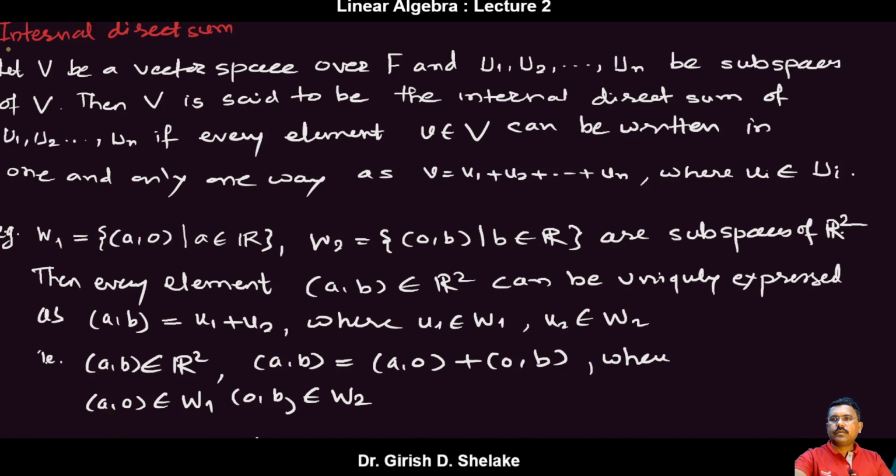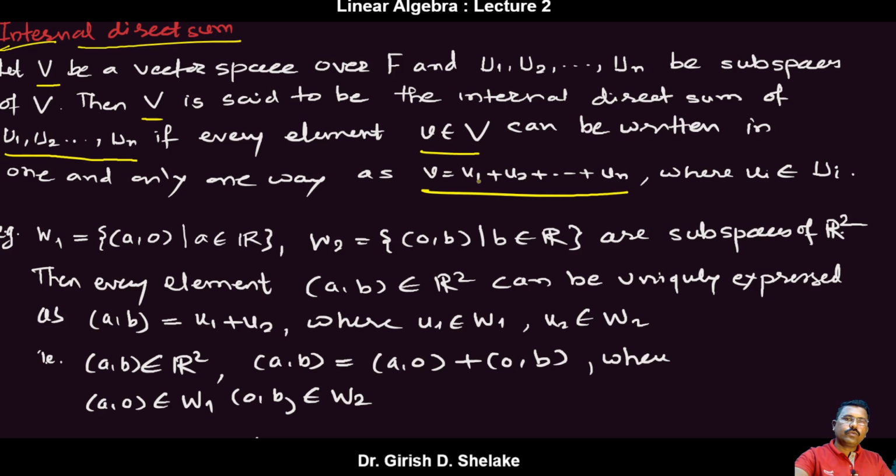Now we consider the definition of internal direct sum. Let V be a vector space over F and U1, U2, and so on Un be its subspaces. Then V is said to be the internal direct sum of its subspaces U1, U2, and so on Un if every element v in capital V can be written in one and only one way as v equal to u1 plus u2 and so on plus un, where the ui's are in capital Ui.